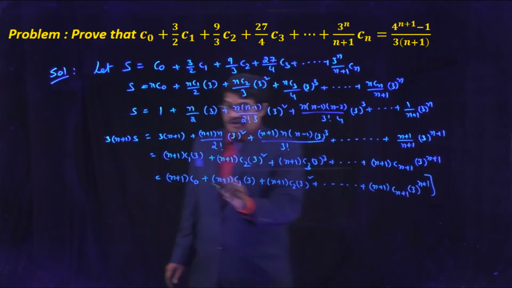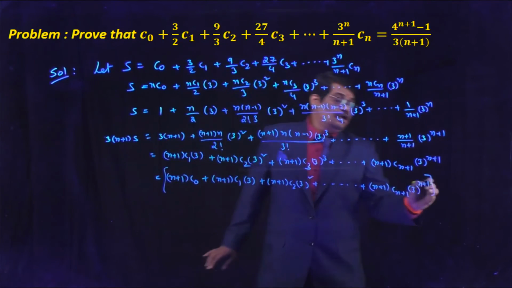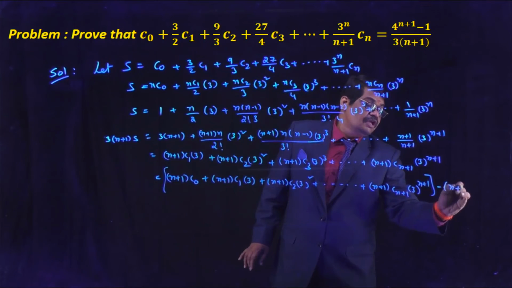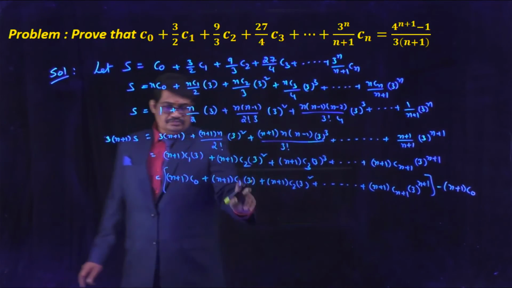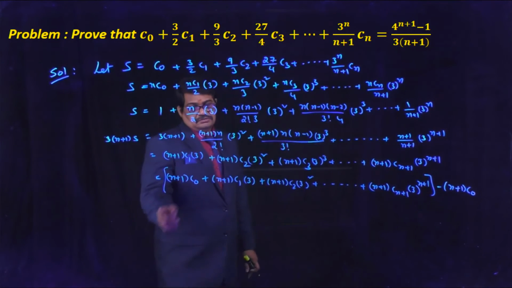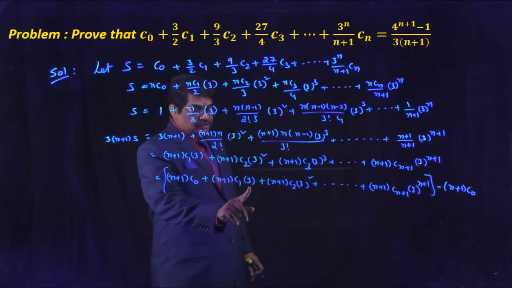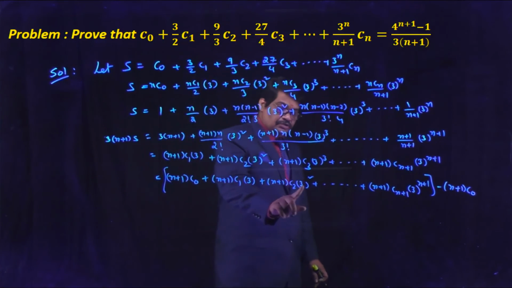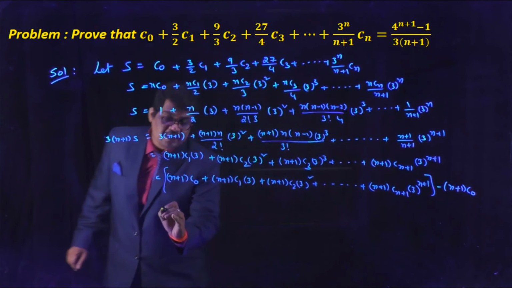Now these are the terms. Here we are adding this n plus 1 c naught. Now in the last we are subtracting the term n plus 1 c naught. Okay, so this is the expansion now like this: n plus 1 c naught, n plus 1 c1 into 3, n plus 1 c2 into 3 square and so on. So what is the binomial expansion?